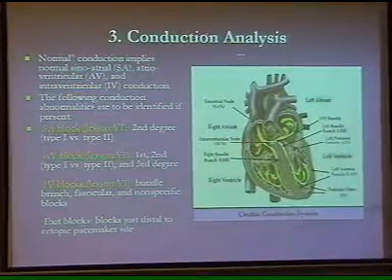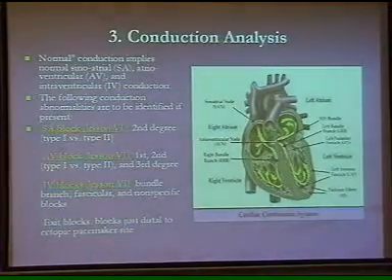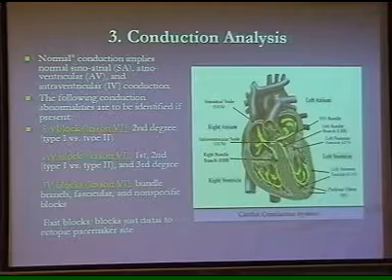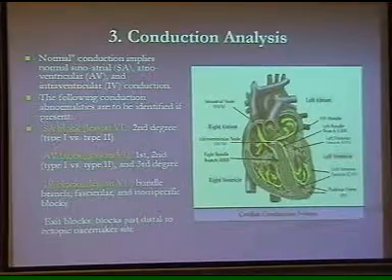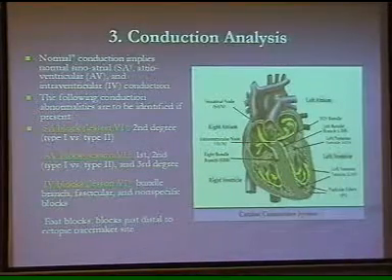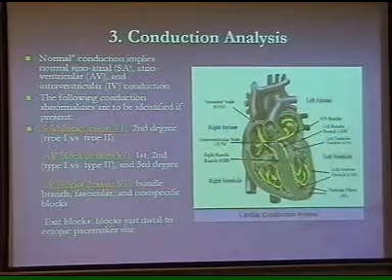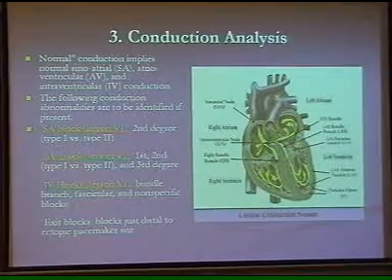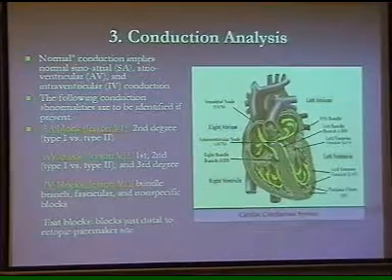Now, conduction analysis. You have to look at the conduction. PR interval, we have discussed it. If the PR interval is longer than 200 milliseconds, that is called heart block. First degree heart block is lengthening of the PR interval. So the abnormality lies in the AV node, for example, due to inflammation such as rheumatic fever. It could be drug-induced.